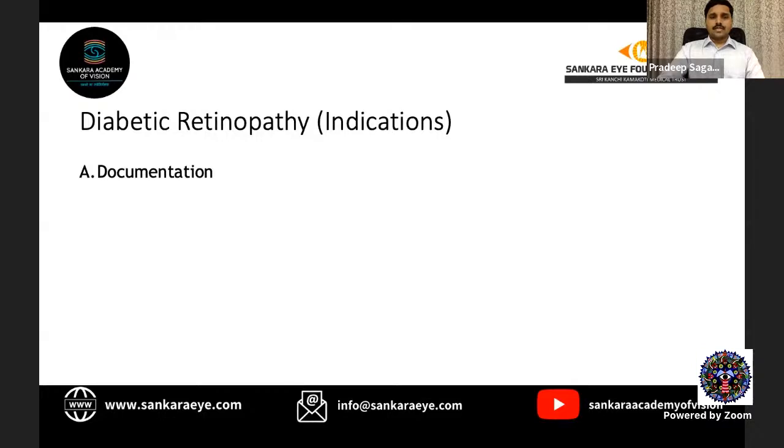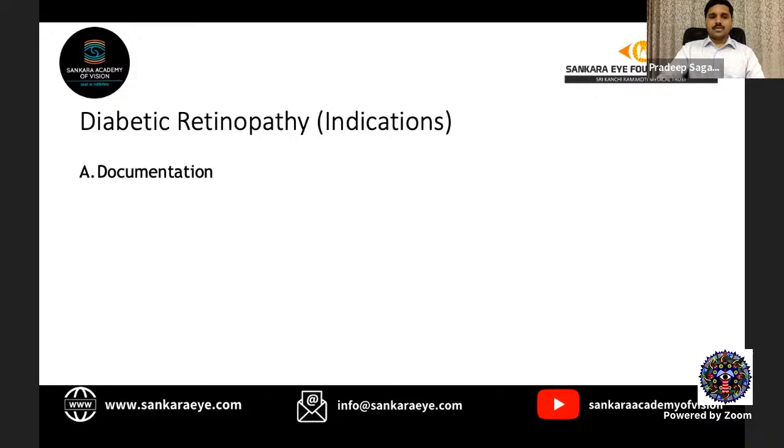So what are the indications of fundus fluorescein angiography in diabetic retinopathy? Earlier, probably a decade or 2 decades ago, diabetic retinopathy is an indication for fluorescein angiography, and most of the cases would have undergone fluorescein angiography. But in the current era, the number of cases undergoing fluorescein angiography is decreased.